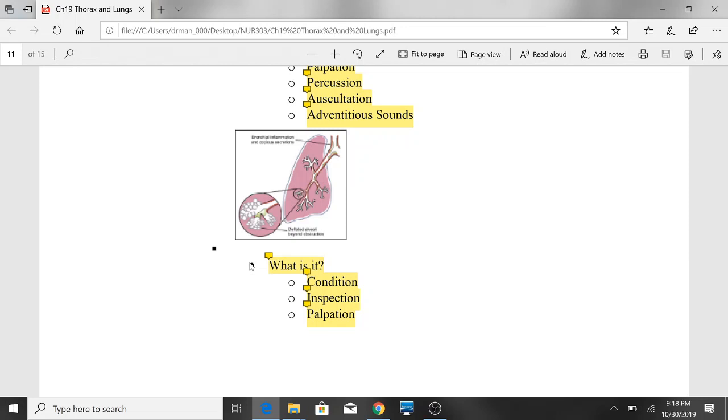Alright, what do you think this is? You said chronic bronchitis, you would be correct. What is the condition of chronic bronchitis? Basically, proliferation of mucus glands in the passageways, resulting in excess mucus secretion. What do you find when you inspect chronic bronchitis? Basically, you get a hacking, rasping cough productive of thick mucoid sputum.